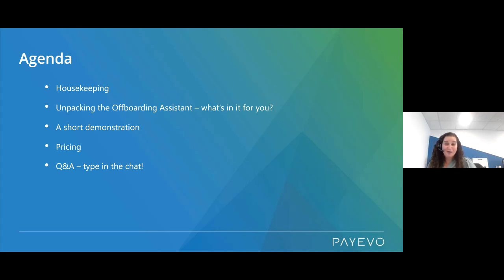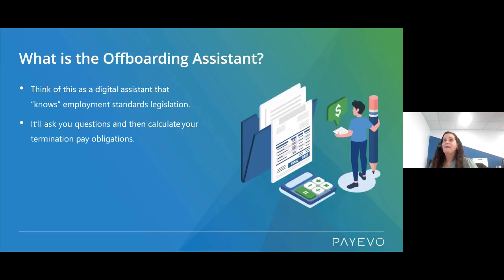We're going to unpack the offboarding assistant. What is in it for you? I'm so excited to show you guys this tool. I'm going to give you a short demo. We're going to talk about pricing and the Q&A. And again, type it in the chat. Any question you have, let us know. We're here to help. So first and foremost, what is the offboarding assistant?